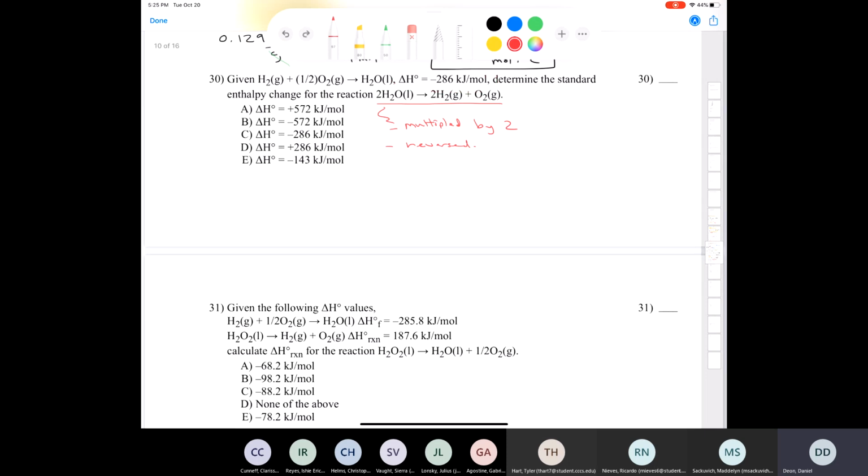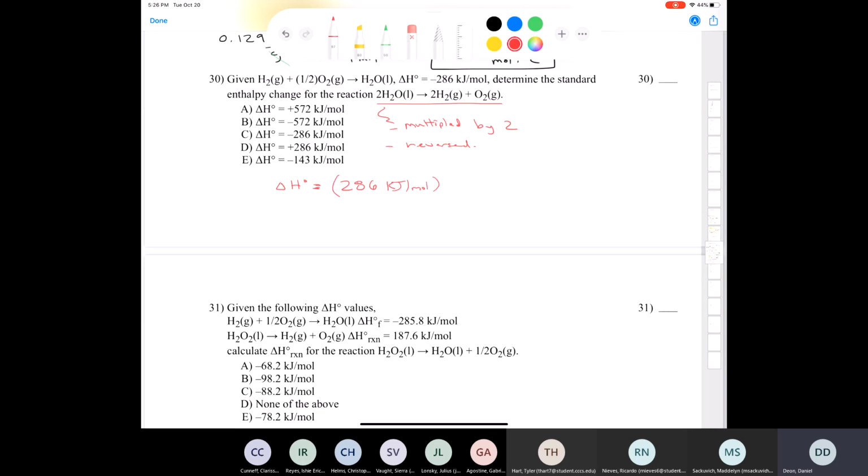So that's what we're going to have to do to our delta H here. So we have to take that 286, my delta H naught for this reaction, and I'm talking about this reaction right here, is going to be equal to positive 286 because I've reversed it. And when you reverse an equation, you simply switch the sign. And since I'm doing it on twice as much, I'm going to multiply that number by 2.